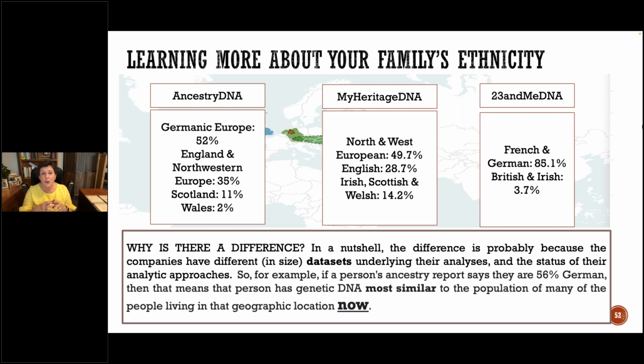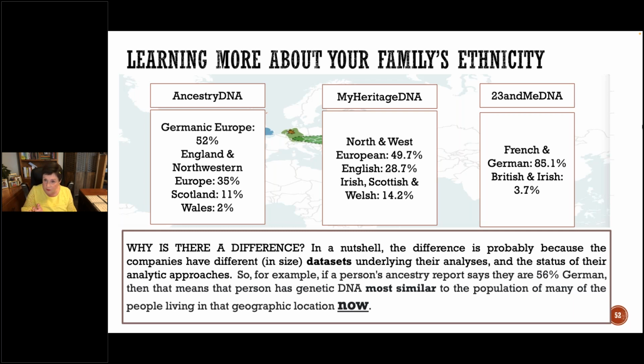biogeographical information. So Ancestry: Germanic Europe, 52%, England and Northwestern Europe, 35%, Scotland, 11%, Wales, 2%. MyHeritage is pretty close: North and West Europe, 49.7%, English, Irish, Scottish, and Welsh. They're very similar. Now, 23andMe, though, is not consistent with my heritage and ancestry. I'm just going to leave it with that.